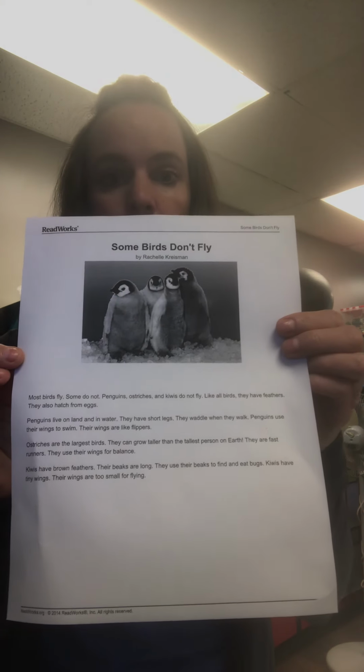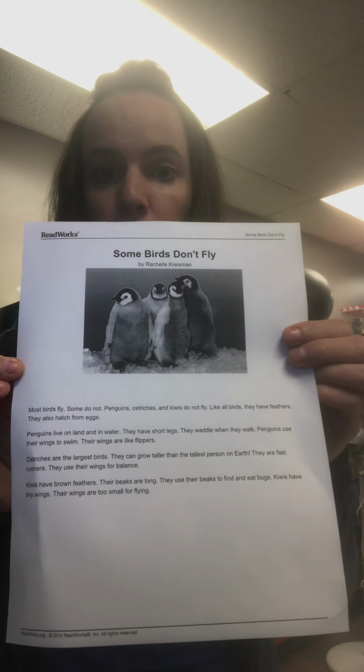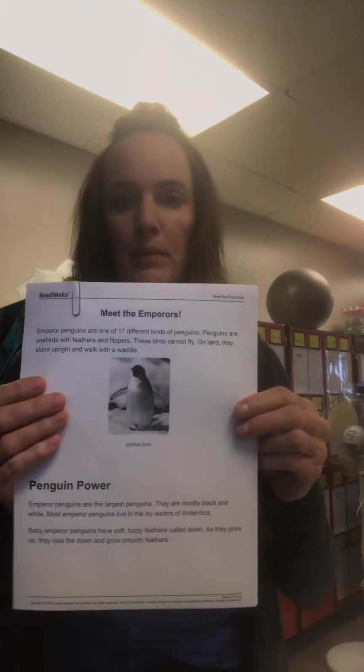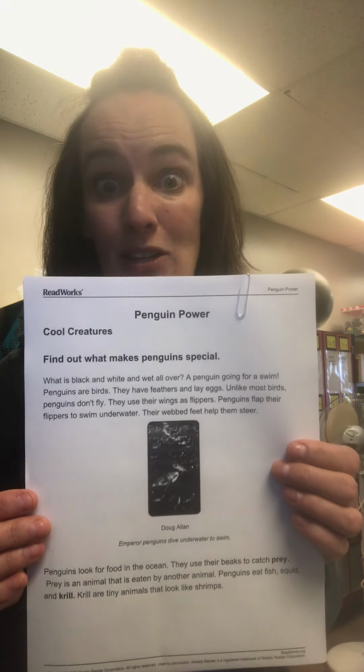Now the second text that I have here is called Some Birds Don't Fly. It's just one page. Do you see how many words there are? Definitely one of the easier ones. So I'm going to put that up front. This one's about emperor penguins and all the different kinds of penguins. I read it when I was printing it out today. I'm going to put that one in the middle. And then Penguin Power. What makes penguins special? That one goes in the middle too.